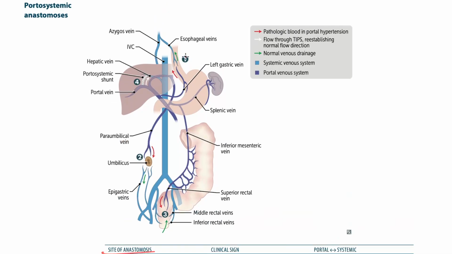This purple color is the portal venous system. The blue color is the systemic venous system. So we are doing an anastomosis between the portal and the systemic. That's called portosystemic anastomosis. So here's the first anastomosis. Here, the first thing we are looking at is that you have this left gastric anastomosing with esophageal veins. It occurs at the level of the esophagus.